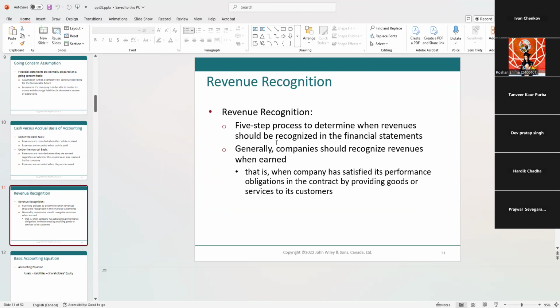Revenue is recorded and recognized on the financial statements when all 5 steps of the process are met. In general, companies recognize the revenue when it's earned. That means if you're providing services, when you actually provide the service, not when the client pays you. If you're selling merchandise, when you sold that laptop to the customer, not when the customer pays you the money.